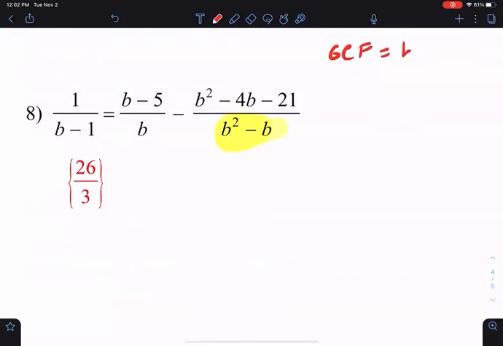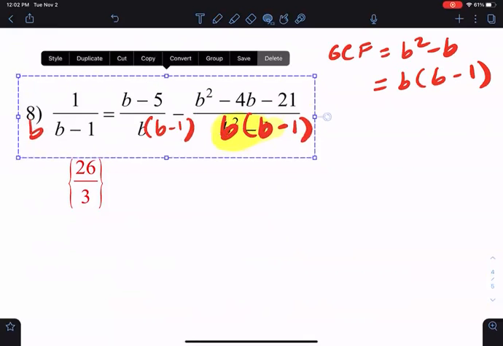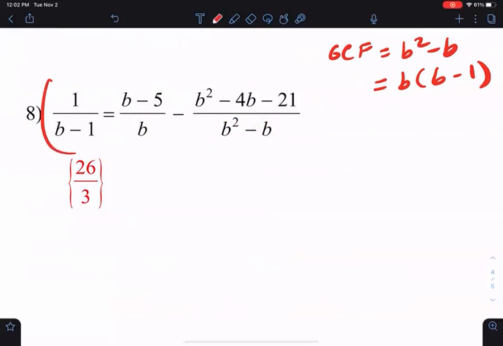So GCF is b squared minus b. Therefore, this is b minus 1 if you factor the GCF. That means this is the same as saying b minus 1. So what I'm missing here in this term to have all the denominators the same, b minus 1, and here b. Yeah? So you do that. So I need to multiply everything by the GCF, which is b minus 1. So again, this times that, this times that, this times that, right? One at a time. So we get b for the left side.